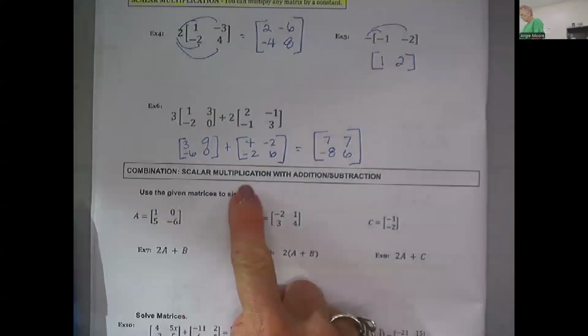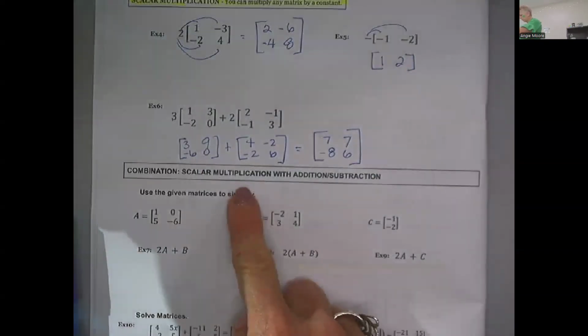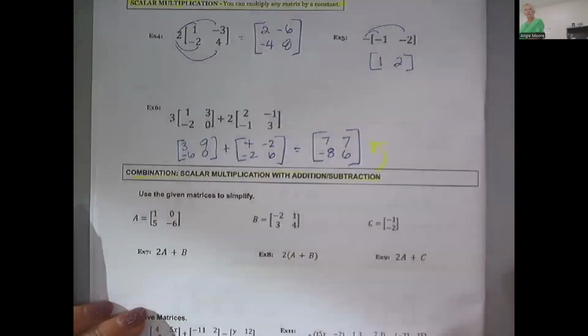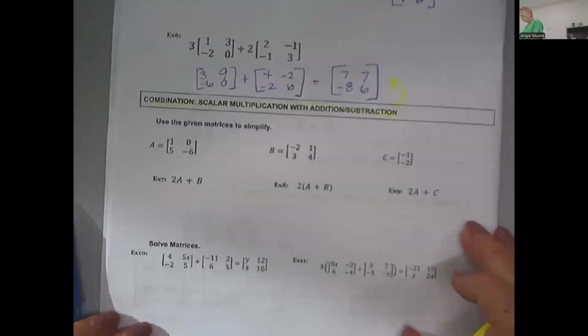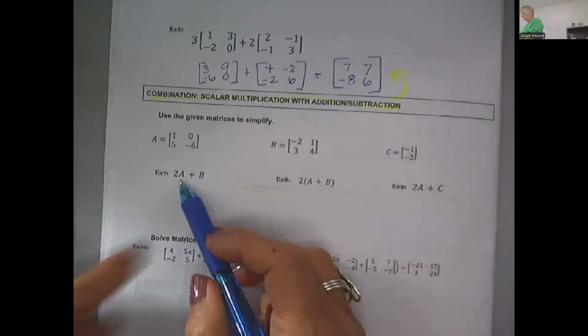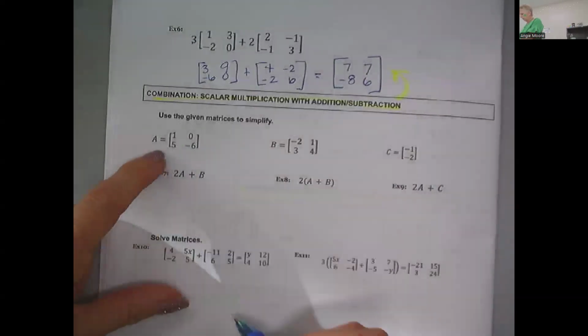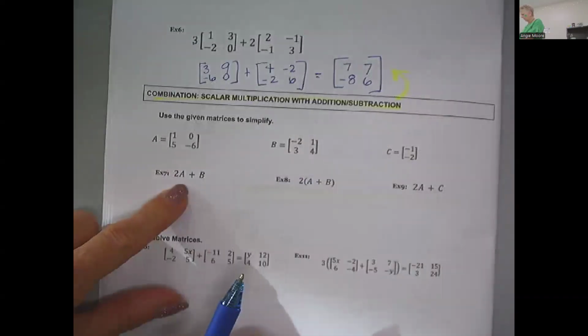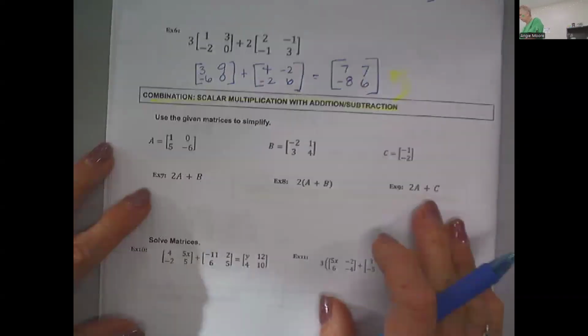Guess what? It says combination, multiplication with addition. Well, by golly, we just did that right up there. How funny. But we've got some more, and maybe we won't do all of these. Here, they're giving you the letters instead of the actual matrix. But we pretty much just did that one up there. I think this one might be more fun. We'll do it really quick.